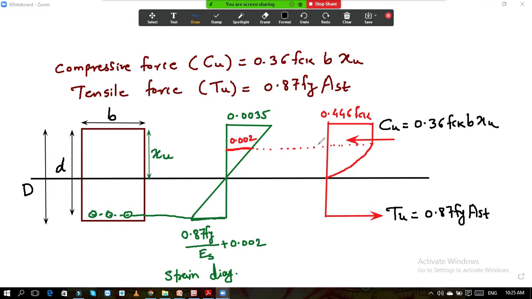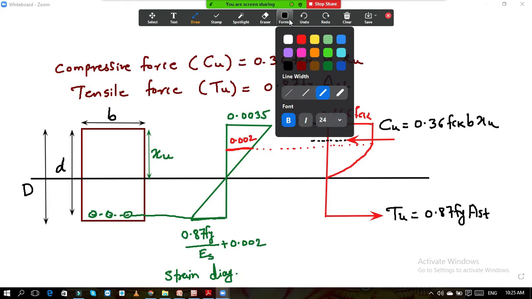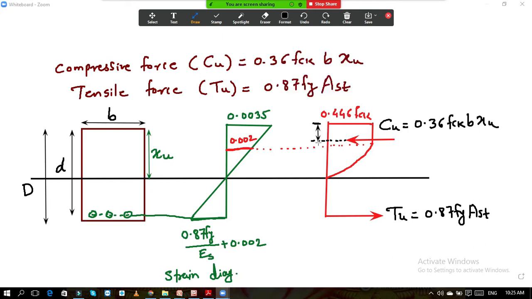Now also we have found that this distance of this force, this distance from the top, that is from this end, how much is it? It is 0.42 Xu, 0.42 times Xu. Xu is your, here, this is your Xu. Xu is the depth of the neutral axis. And if you multiply this by 0.42, then here you will find this compressive force. And what is the area for this?